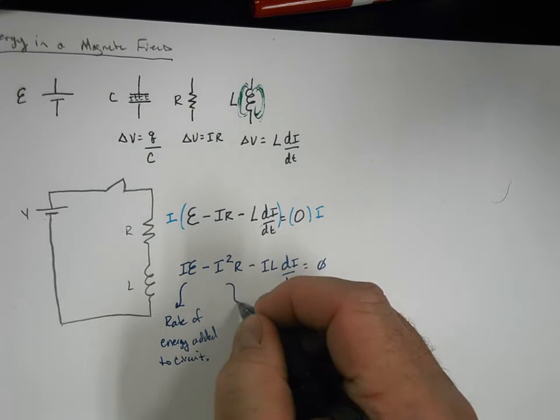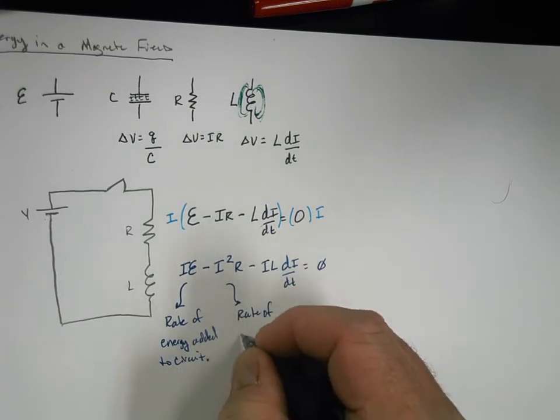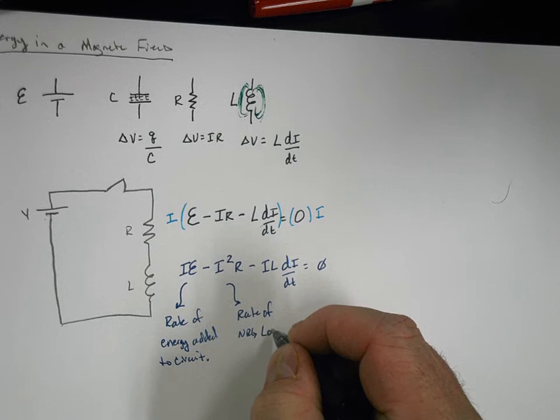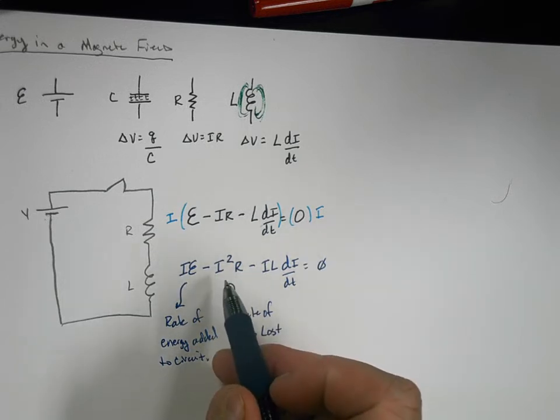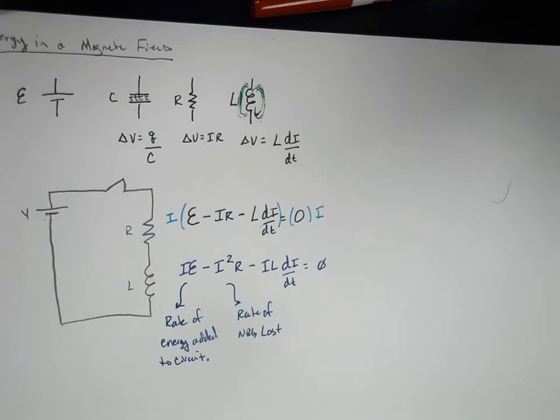I squared R is going to be the rate at which we are losing energy of the system. What do we lose it to? We lose it to light or heat or whatever we're using the resistor for.